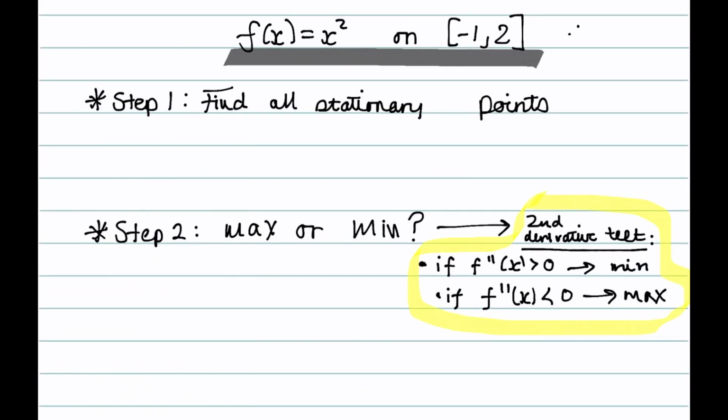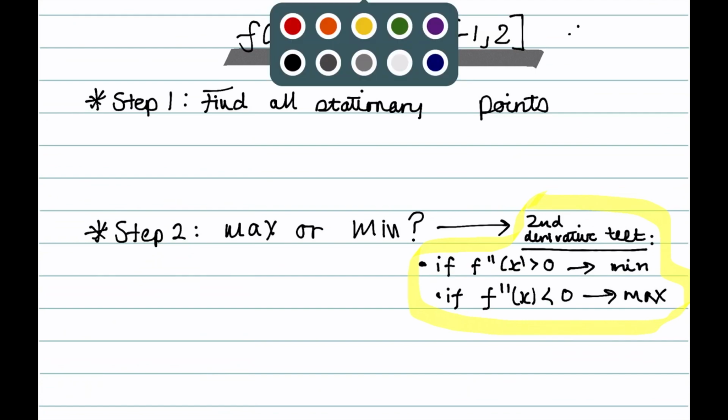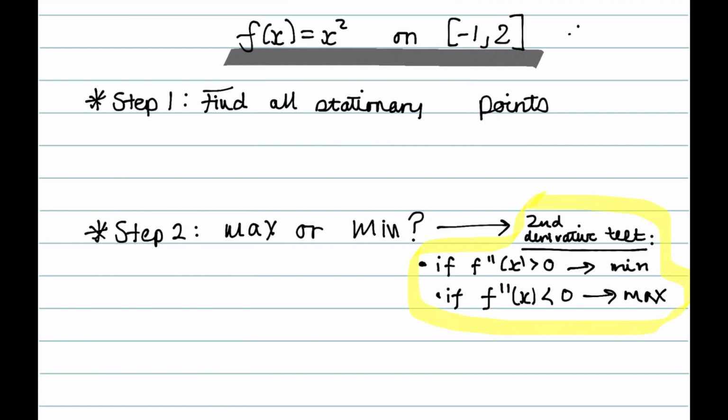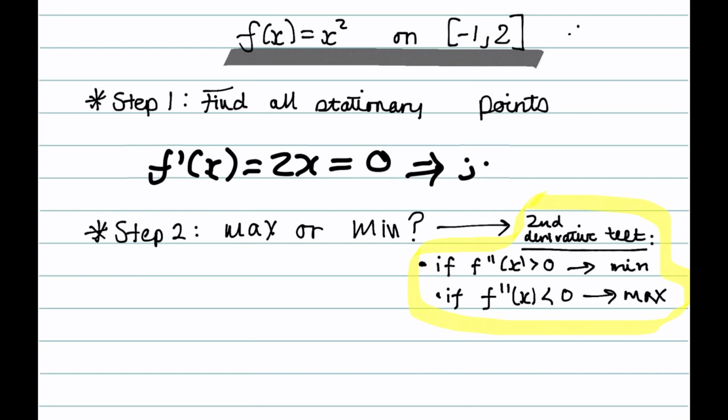So step 1, we need to find all our stationary points. If we take the derivative of f of x equals x squared, we'll find that f prime of x equals 2x. And if we want to find the stationary points, we need that to be equal to 0. And this just implies that x equals 0. So we have a stationary point at (0, 0).